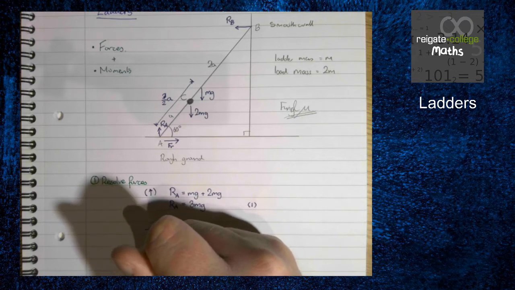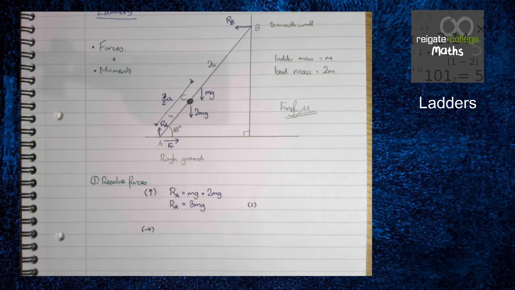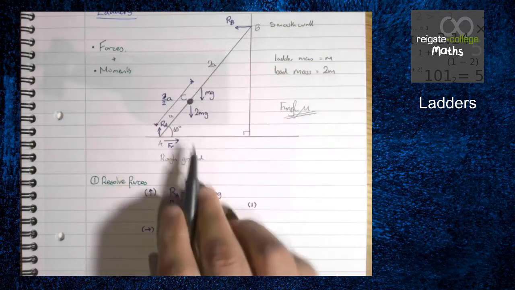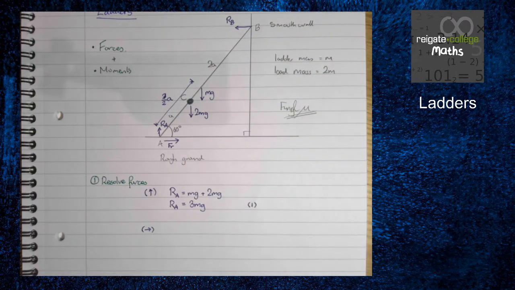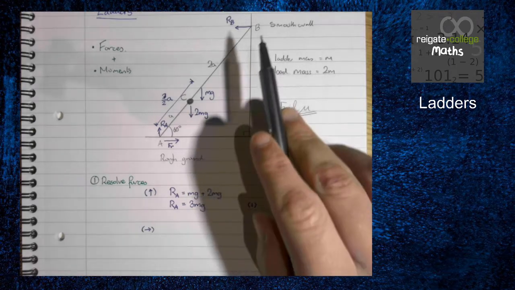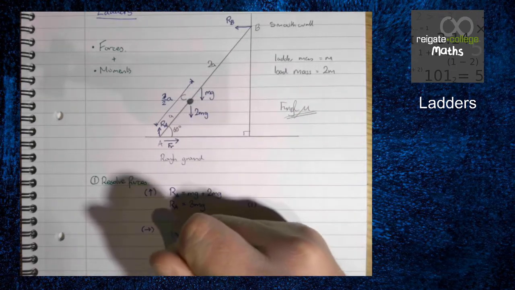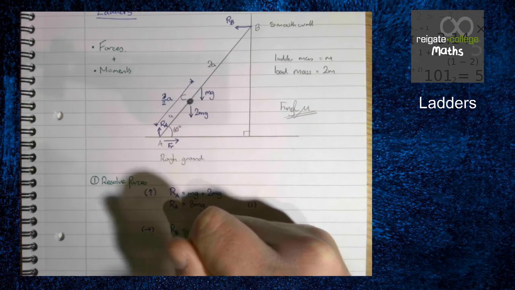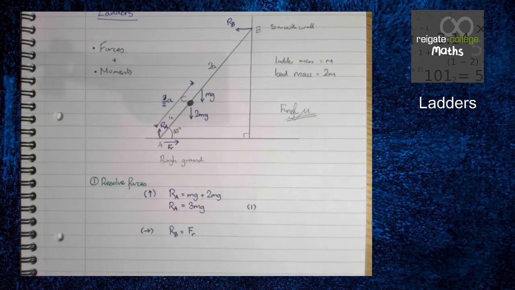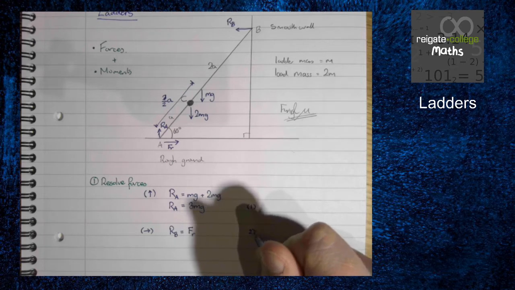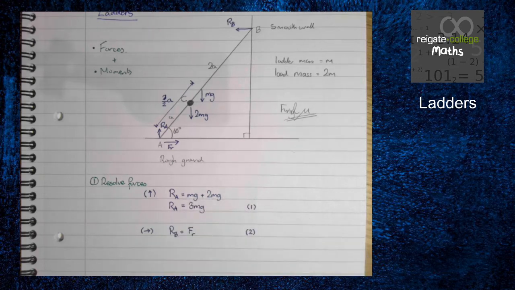Let's resolve forces horizontally. And we only have 2 forces. We know this thing's in equilibrium because it's not moving. So we only have 2 forces going horizontally. We've got RB and this friction. So I'm going to call that equation 2 so I can refer to it later. Okay, and we resolved some forces. Yes, there's a lot more we could do with them, but let's hold fire for now.